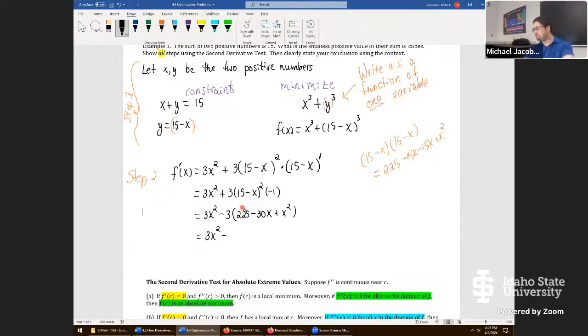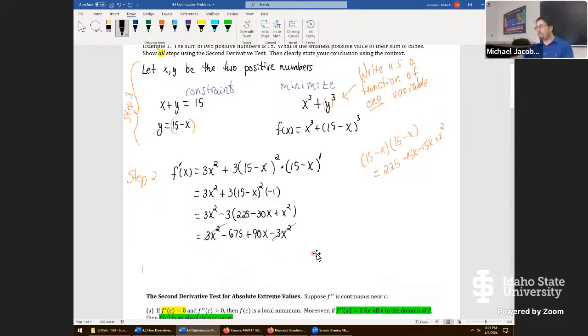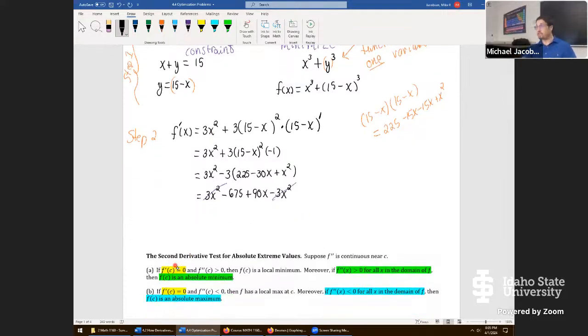So 3x squared minus 675, thank goodness no carry with that one, plus 90x minus 3x squared. And this was a coincidence. We have an algebraic miracle where the degree of our equation has been dropped by 1. x squared is eliminated. That means the step in yellow of finding f prime of c equals 0 is going to be far easier because this is now a linear function. Negative 675 plus 90x. We set it equal to 0, and now we're looking at that step right there.